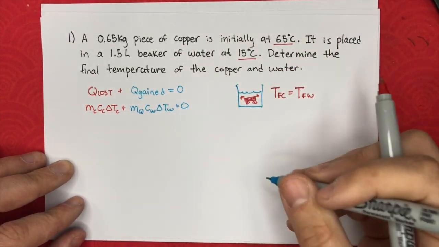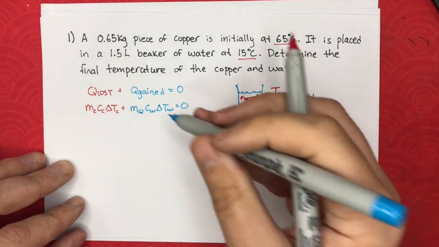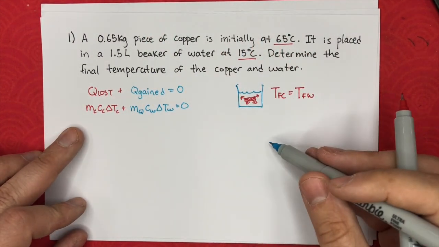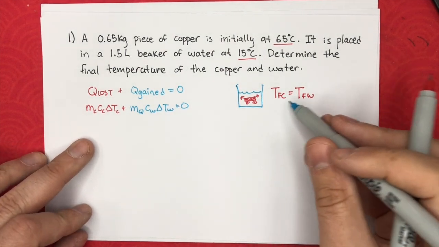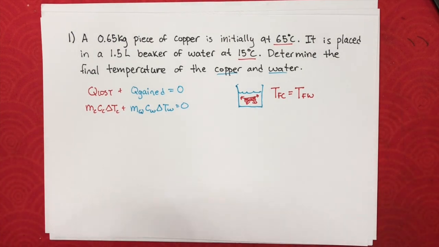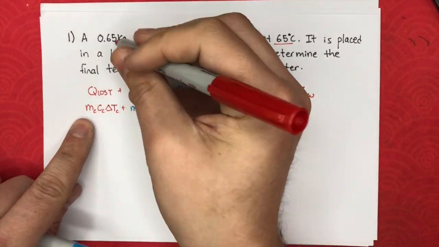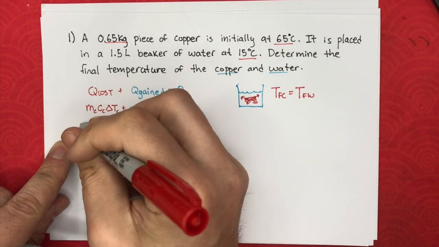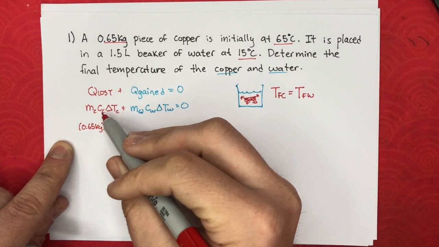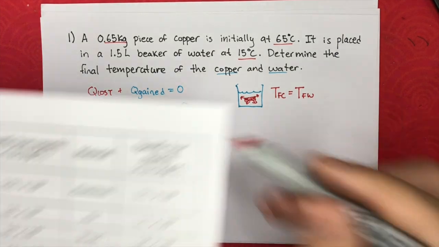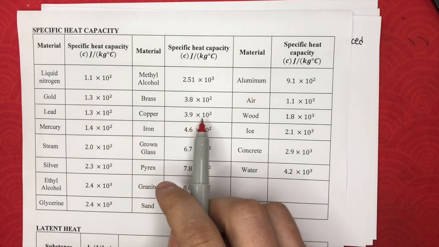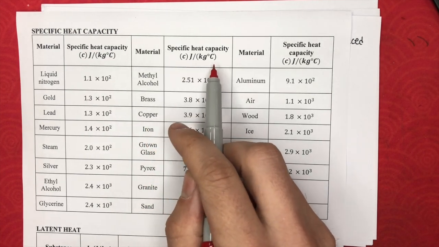Now this equation is going to get pretty large, but this is the basic idea here. We're going to have to expand this out, and we're going to solve for the final temperature of the copper and the water. Okay. So let's start putting in some numbers here. The mass of the copper is equal to 0.65 kilograms. So we can write that as 0.65 kilograms. And the specific heat capacity of the copper, well, we can come over here to our table and look it up. The specific heat capacity of copper is 3.9 times 10 to the 2 joules per kilogram degrees Celsius.